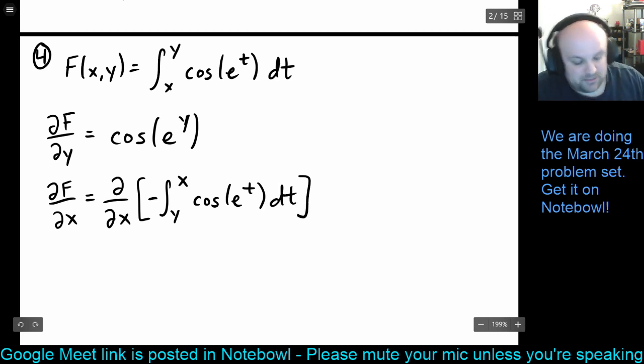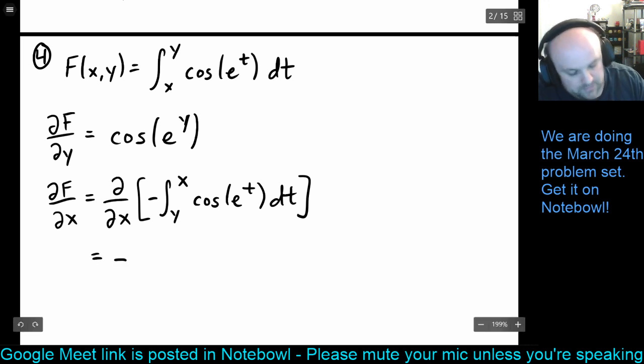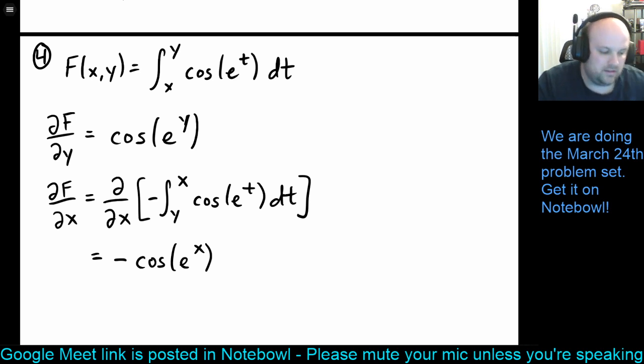And now the same rule applies, right? So this negative sign just kind of comes along for the ride here. The x gets plugged in. And that's that. So it's just the usual fundamental theorem of calculus here.